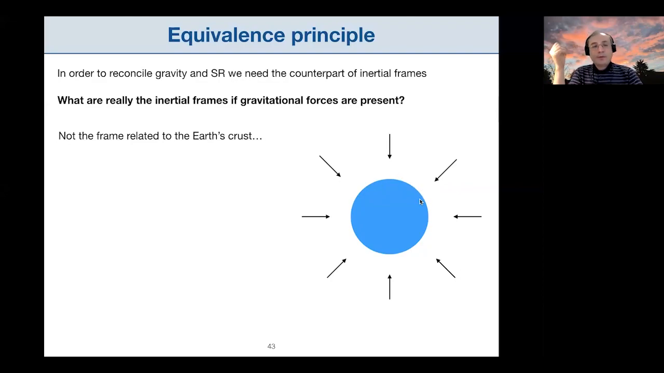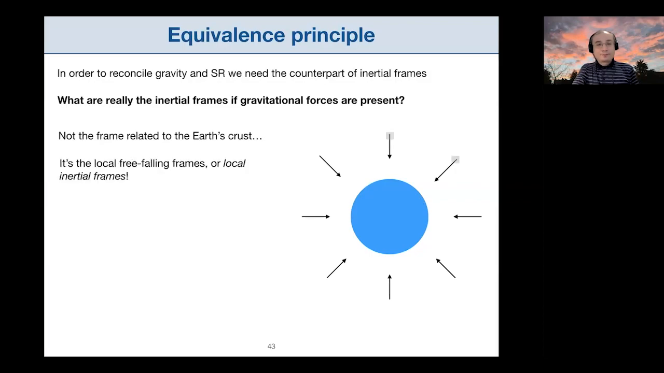Your first guess would probably be to use the Earth crust rest frame, because this is what you do when you do your first mechanics course. You solve mechanics problems happening on the table, and you consider this table an inertial frame plus a gravitational force. But Einstein claims that this is not the right thing to do. In fact, it's not the Earth crust frame. It is the free-falling frames, or the local inertial frames, which are the real counterpart of special relativity inertial frames.